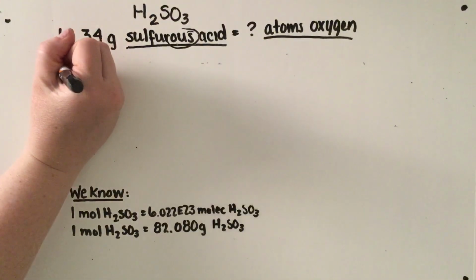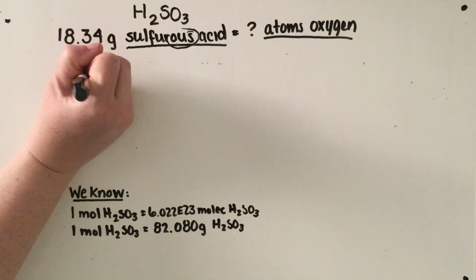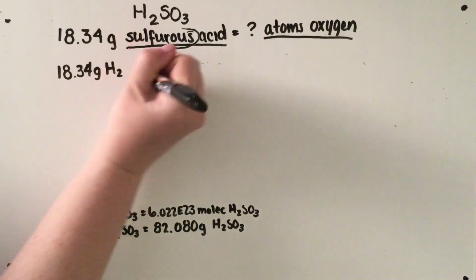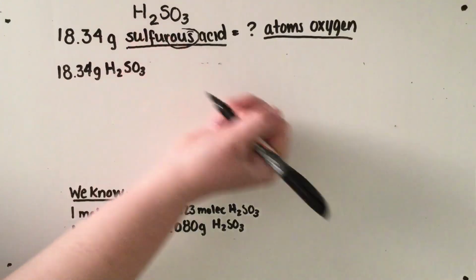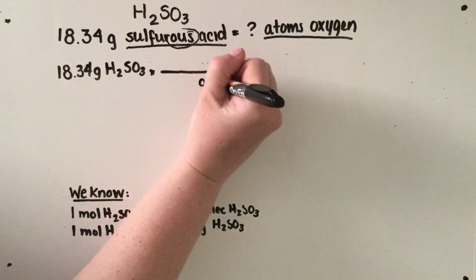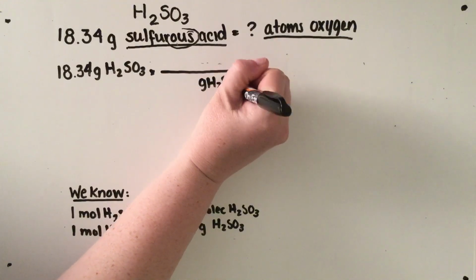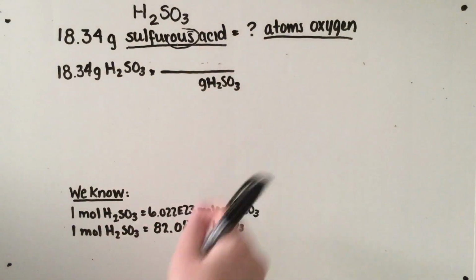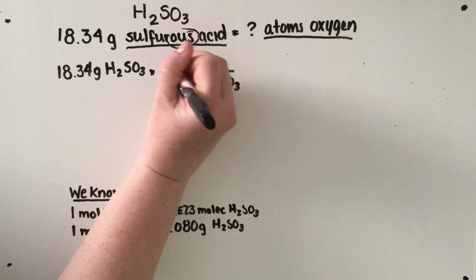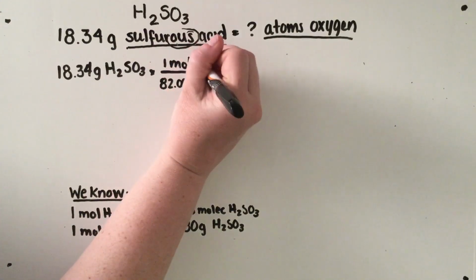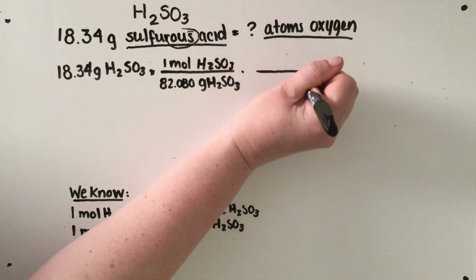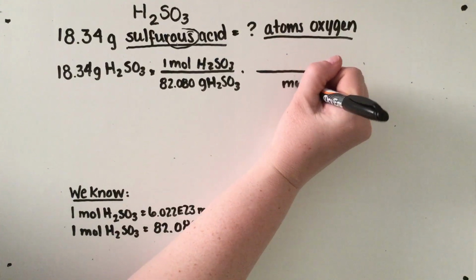Now we're going to start with our given, just like we did before. And I'm hoping in this example you'll see why I tried to get you in the habit of also including your formulas. Unit from the given goes to the bottom. We know our equalities that we calculated. That would be 82.080 grams is 1 mole. And then we know to put the mole on the bottom.